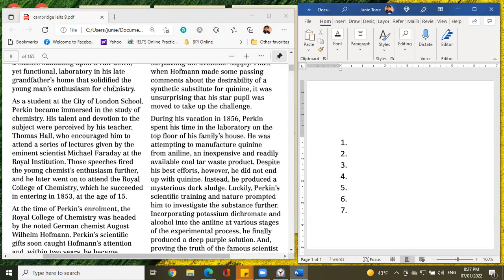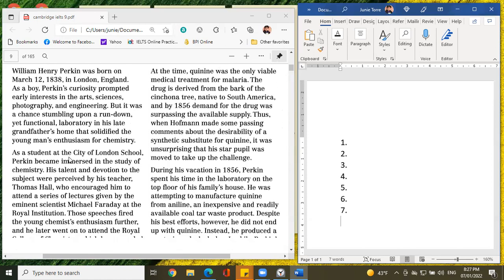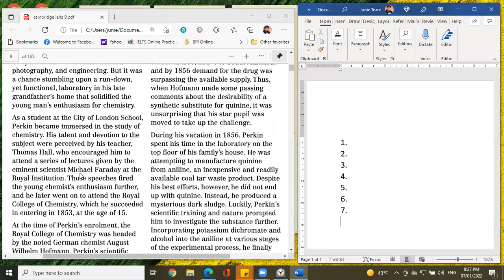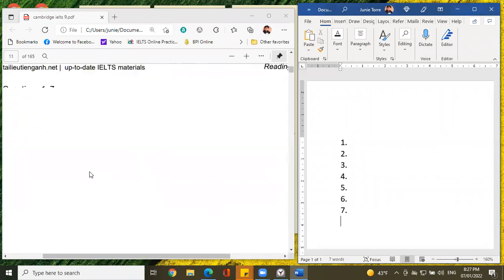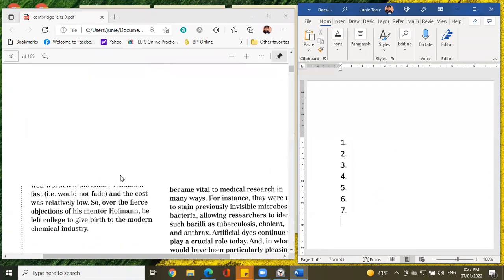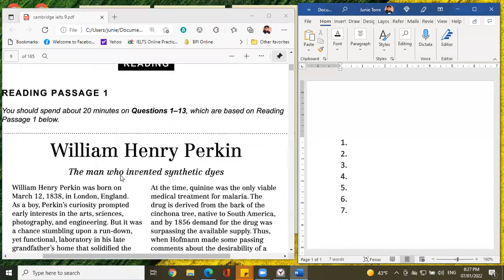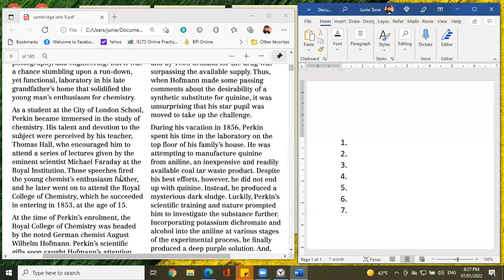This is how we do it. We just go straight to the question. And just try to answer each question. There's Michael Faraday over there. So what was the question again? He was the first person to recognize Perkins' ability as a student of chemistry. Okay, so let's read that part, guys. This is the only time we read.